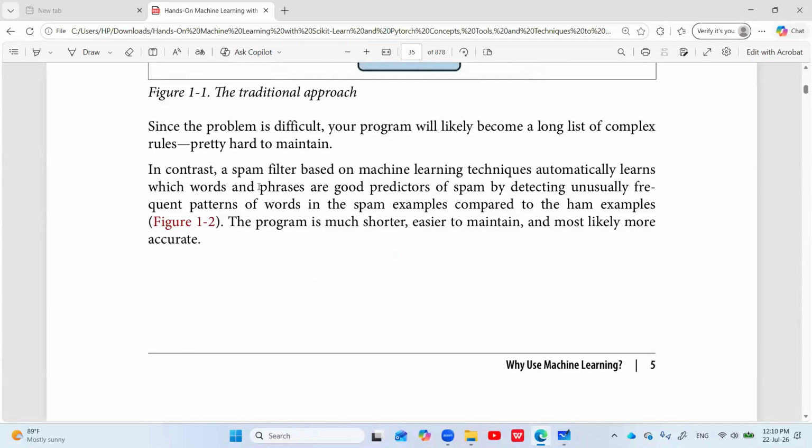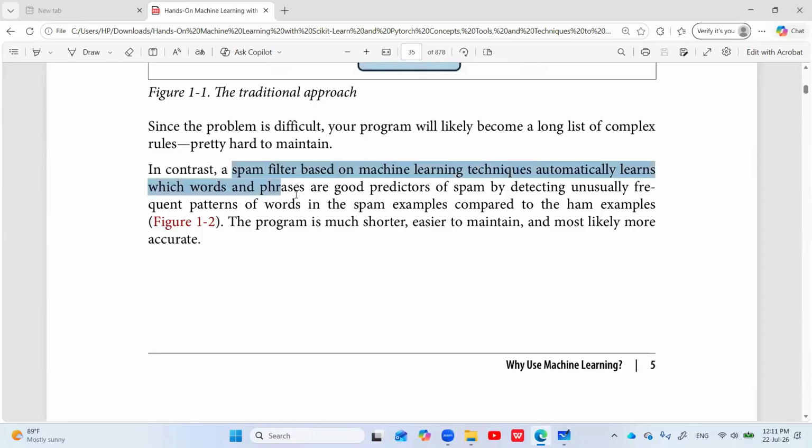Okay, in contrast, a spam filter based on machine learning techniques automatically learns which words and phrases are good predictors. But in machine learning, you do not want to give anything like that. The rules, you don't want to give anything. What you want to provide is the data. You want to basically give the labeled data. These are the spam emails. Okay, you are giving a lot of data. Then what will happen? It will learn by itself. Okay.